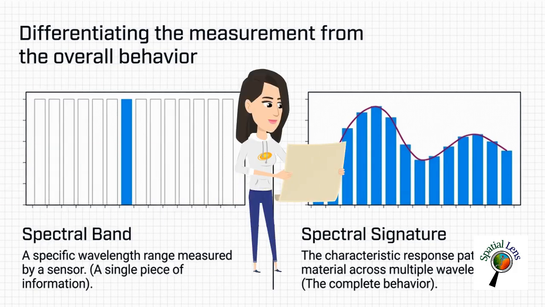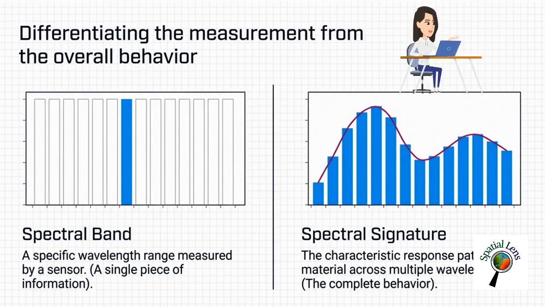So, there is an important distinction to remember. A spectral band is a specific wavelength range measured by a sensor, while a spectral signature is the characteristic response pattern of a material across multiple wavelengths. And this distinction is fundamental to remote sensing. The sensor provides measurements at selected wavelengths, and those measurements allow us to understand the spectral behavior of the material being observed.